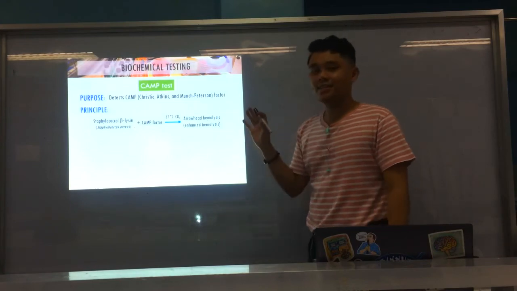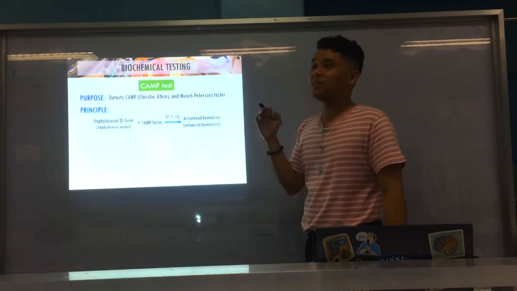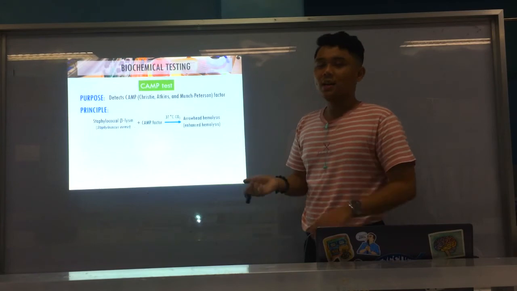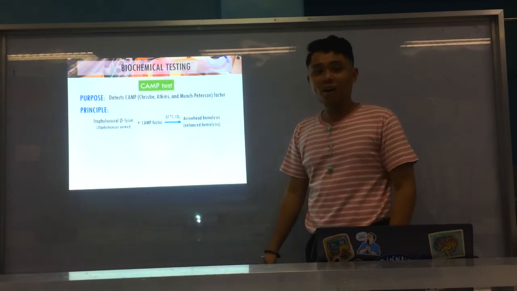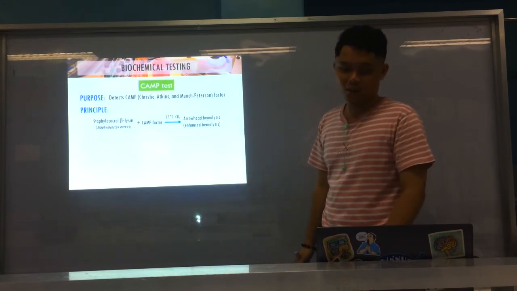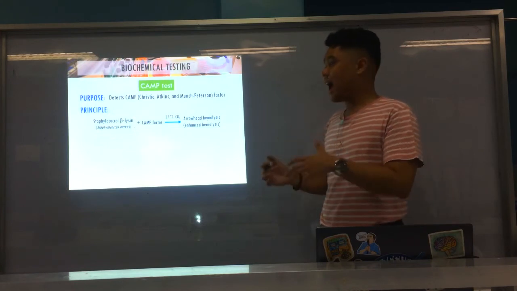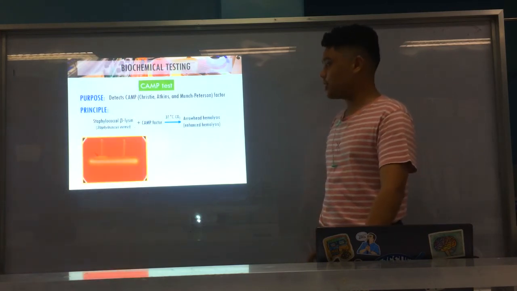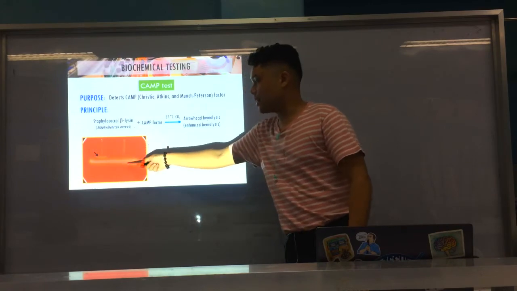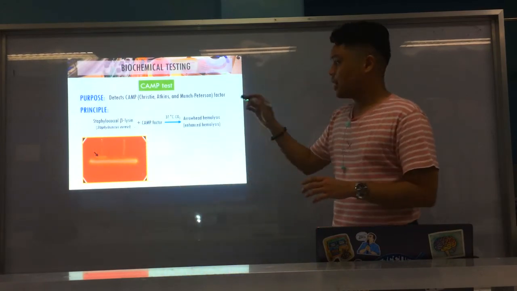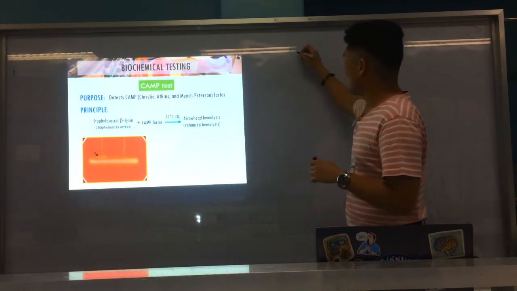Basta gani, in the boards, it's good to know. What is the positive result of your CAMP test? There's no arrowhead option, so therefore, enhanced hemolysis is the answer. Enhanced hemolysis or arrowhead hemolysis. So here, as you can see, this is the Staph aureus, guys, of course. We need a Staph aureus, inoculated first in a plate.